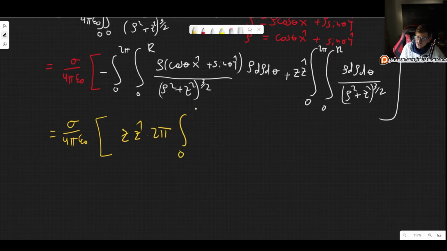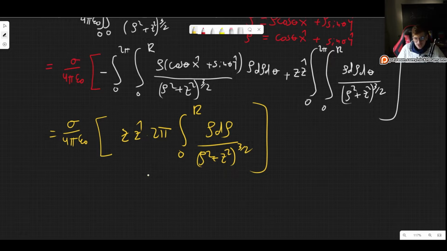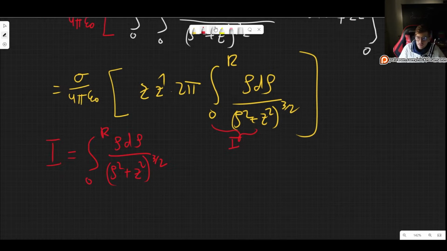And then we have the integral between 0 and R of rho d rho over rho squared plus z squared to the 3/2. We have seen how to solve this one in the past. What we do here, let's say this is integral I, let's just call it I. So to solve it, we use a substitution. Now, how can you know what to do here? Well, notice that we have our variable here plus a constant and the derivative of the variable up there.